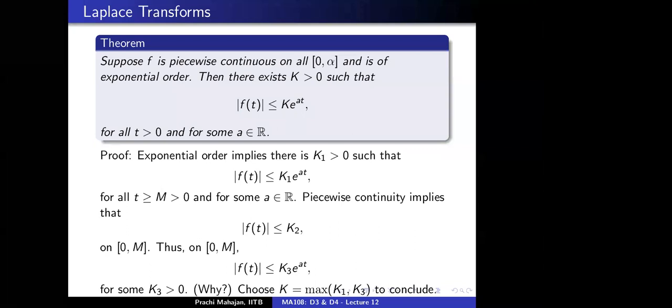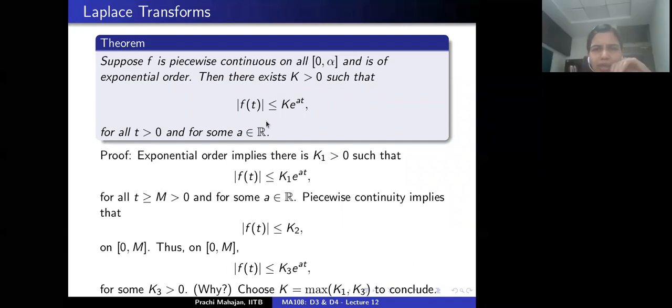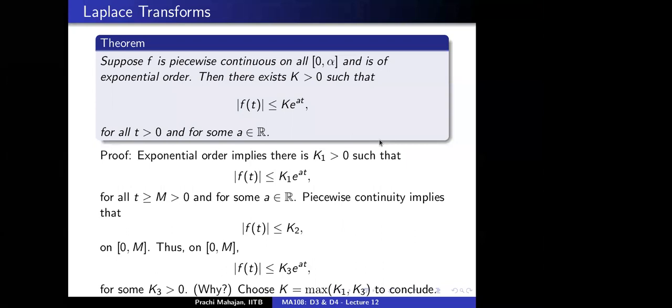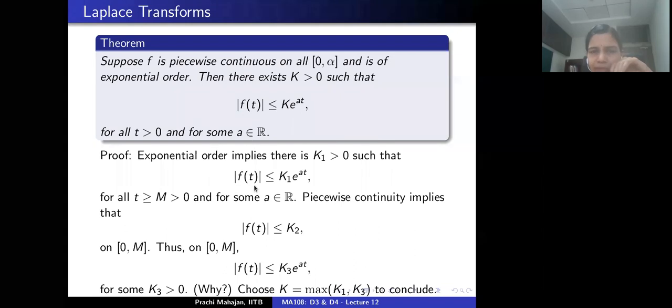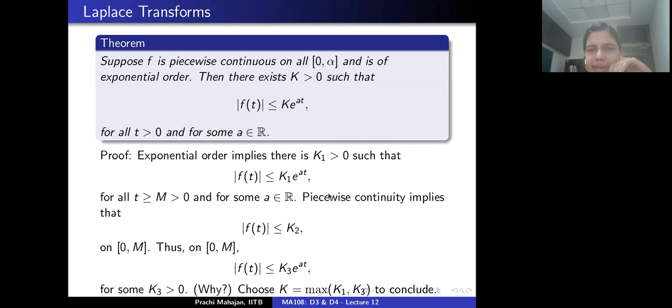Ma'am, but isn't it the same as the proof of exponential order? See, as I said, exponential order is just a definition. There's no proof. Saying that little f is of exponential order by definition means that this growth condition is satisfied from some stage onwards, after stage capital M, for all t bigger than M. And this observation is saying that this growth condition is actually true on the interval 0 to infinity, not just beyond M.